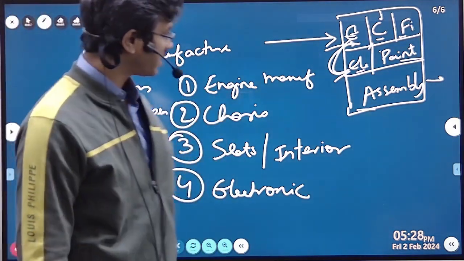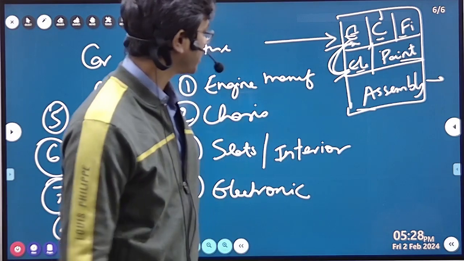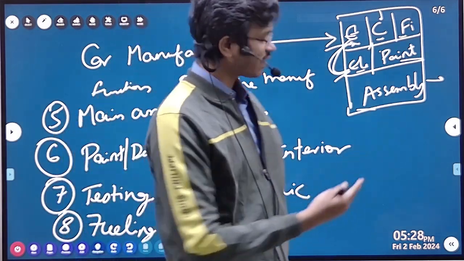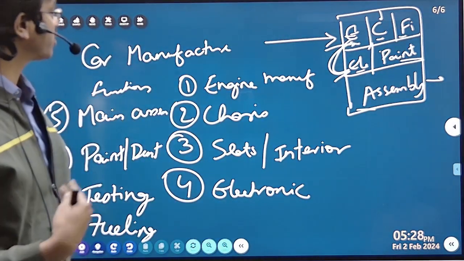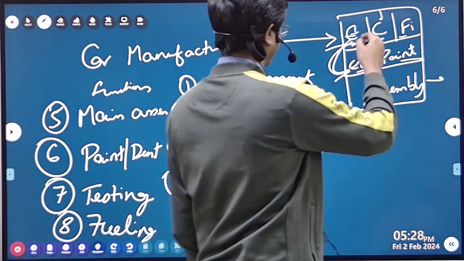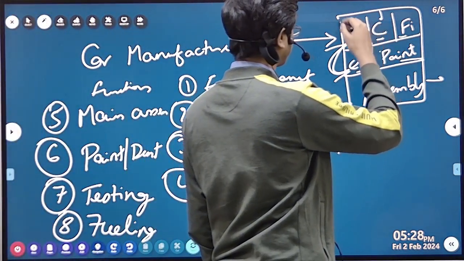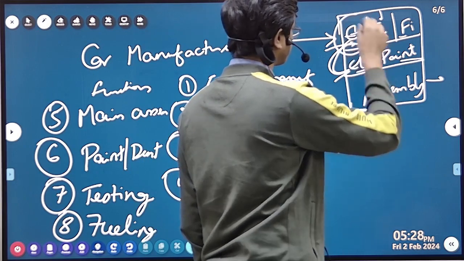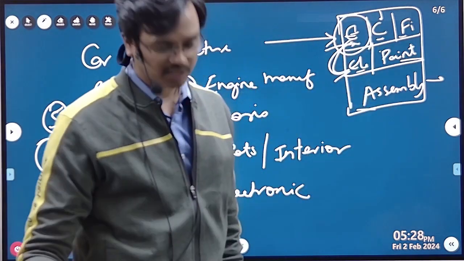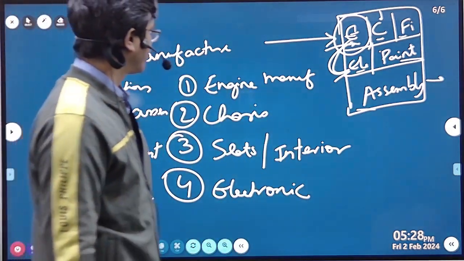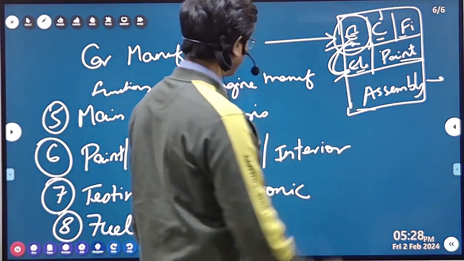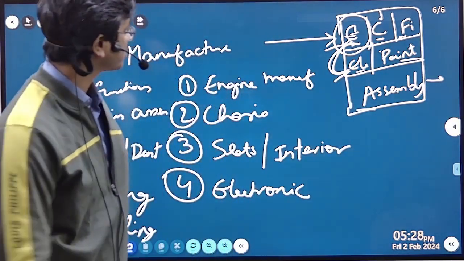So what is the advantage of this type of layout is, because you will have experts in each of the departments, so it will be easy for the supervision and it will be easy for the labor. So if you have an expert in engine, and this is a separate section, he can easily monitor what is going on in his particular section, right? So mainly that is the advantage.